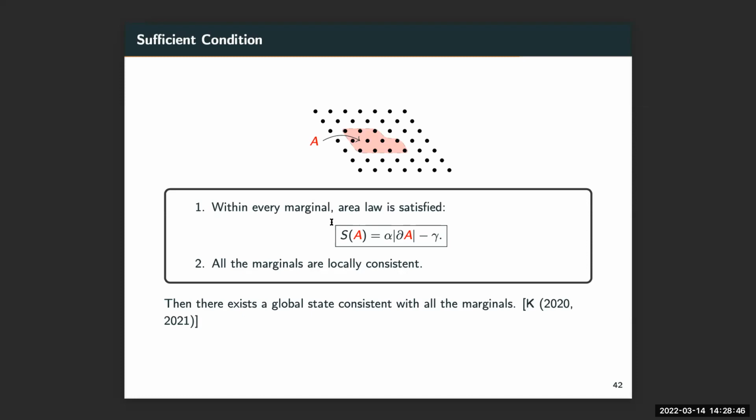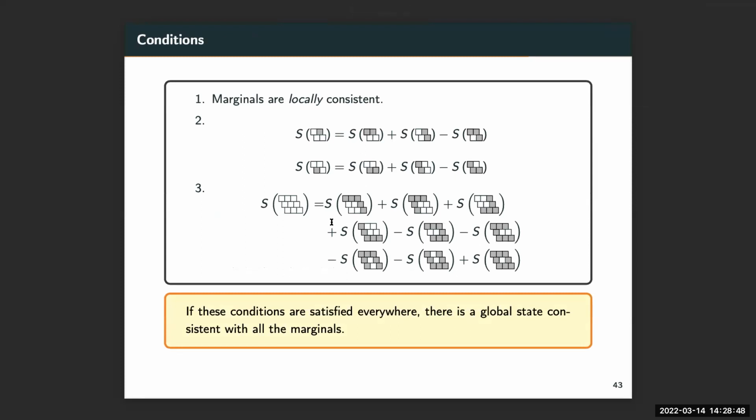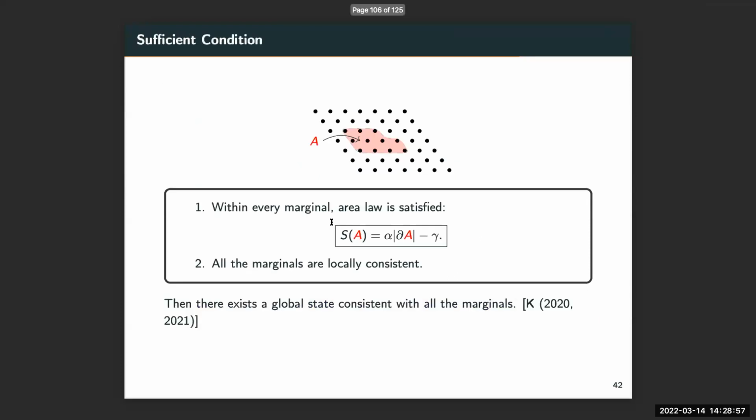So yeah, so why is that? Sorry, I realize that I'm running out of time, but just to be clear, this condition. So I told you that if every marginal satisfies this condition and the second condition is satisfied, then we know that there's a global state.